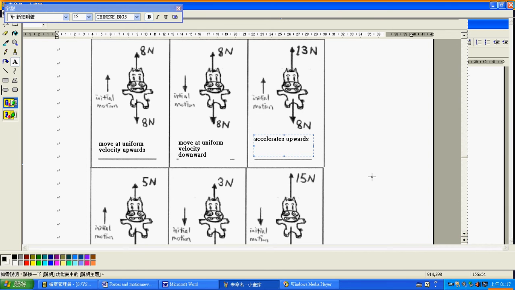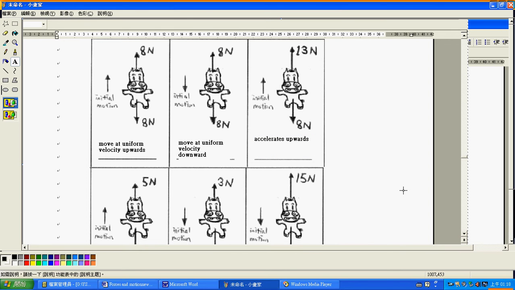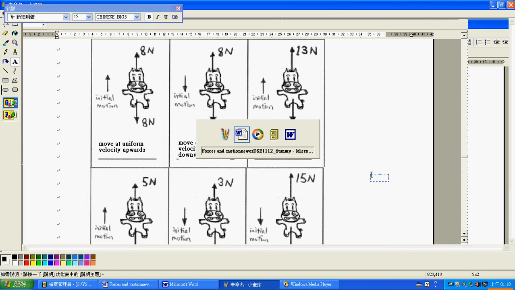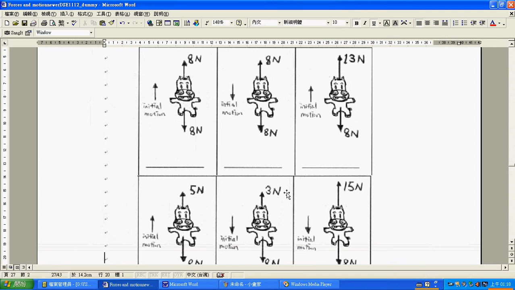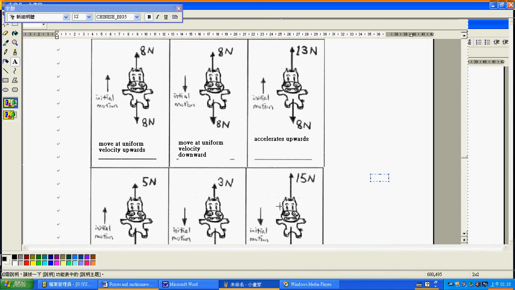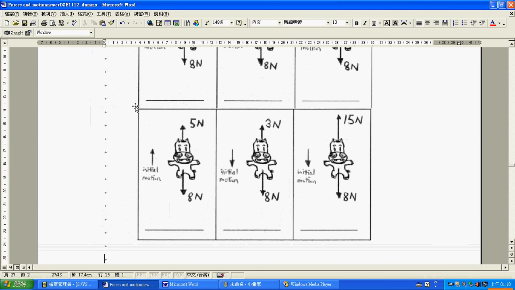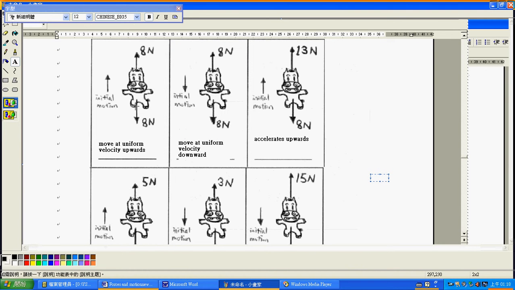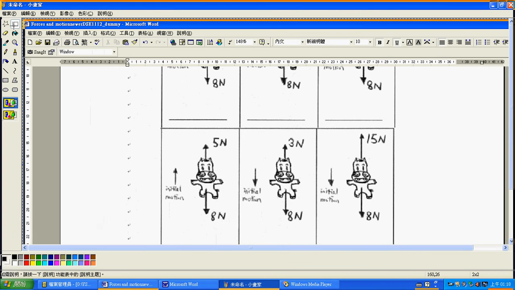How about the next direction? Oh, it's not working. So let me switch it back. Print screen and let me paste. Print screen and paste.